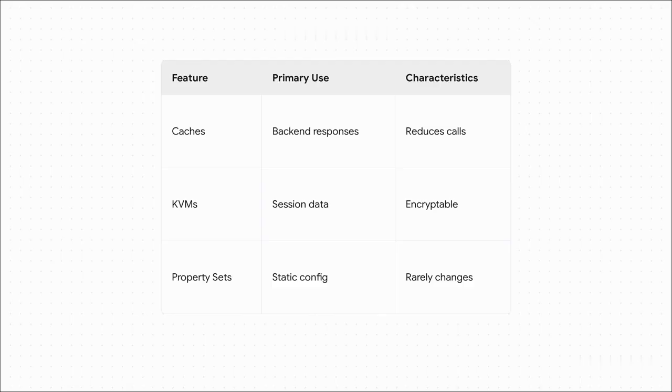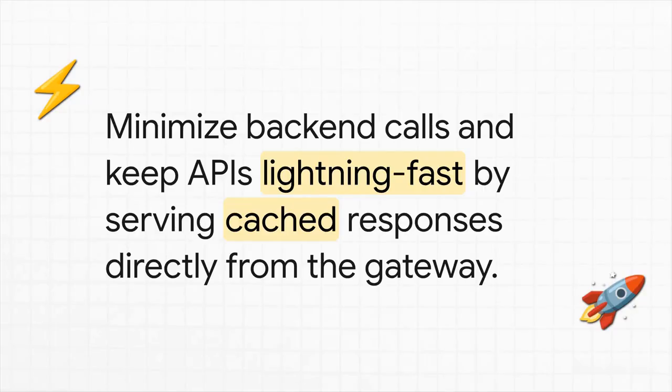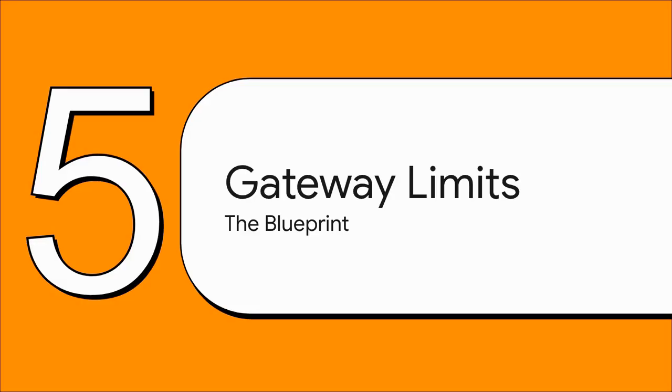Key value maps, or KVMs, are your general runtime store, perfect for dynamic stuff like session data or shopping carts. And yes, you can securely encrypt those entries. Finally, property sets are built specifically for static configuration data, the stuff that rarely, if ever, changes. Out of all of these tools, caching your backend responses is arguably the absolute best optimization step you can take. By throwing a response cache policy in there, you serve up data directly from the gateway. This minimizes those heavy backend calls, saves you compute costs, keeps your infrastructure scalable, and most importantly, it keeps your APIs lightning fast.